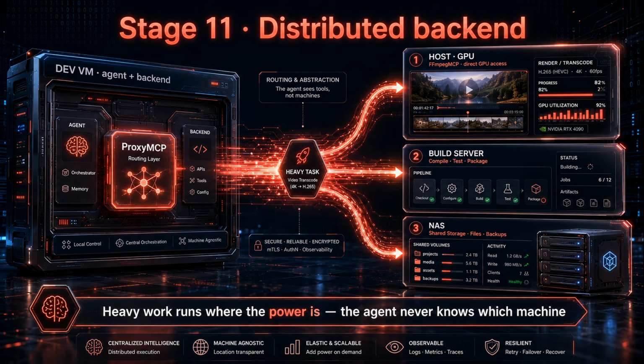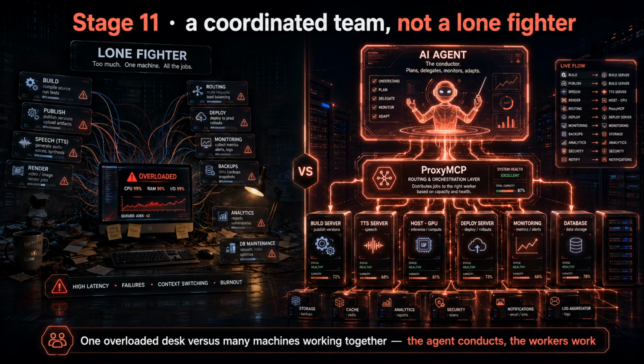The same principle applies to every resource-intensive task: compiling and publishing new project versions through a build server, speech generation through a text-to-speech server. ProxyMCP knows which backends are available and automatically routes to wherever the capacity is. For the agent, it always looks the same: 1 call, 1 result. That's the difference between a lone worker at a desk and a well-rehearsed team of colleagues that handles every task right where it belongs. The agent conducts, the team does the work. Or, to put it better, many PCs working together, collaboratively and agent-driven.